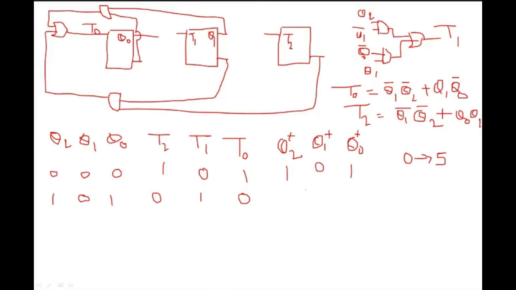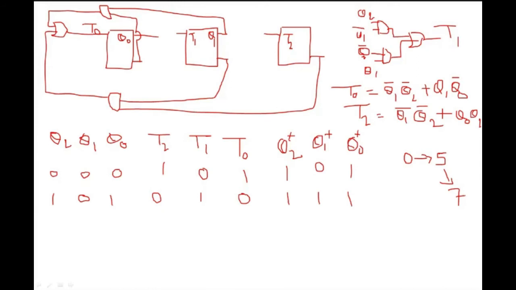So from here, if you check the next state, T2 is 0, there is no change. T1 is 1, it will be toggled. T0 is 0, so it will stay 1. So it is going to 7. So from 0 to 5 and 5 to 7. As per our question, we were talking about 1 to 4, 4 to 6, 6 to 7, and then 7 to 3. So it is going 0 to 5 as per the circuit, and 5 to 7. So 0 and 5 are not going to lock out.